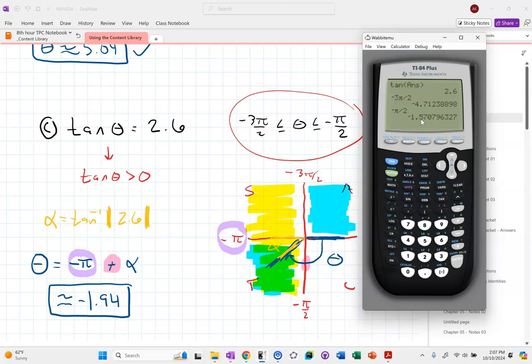And then I got to check to make sure that negative 1.94 is smaller than negative 1.57, which it is. So we're good.